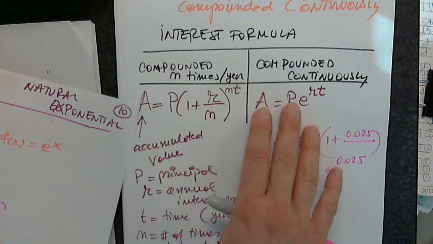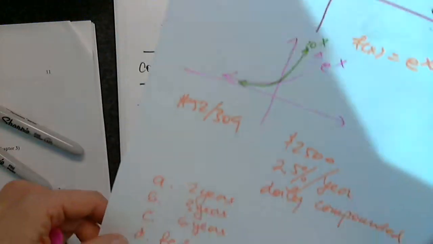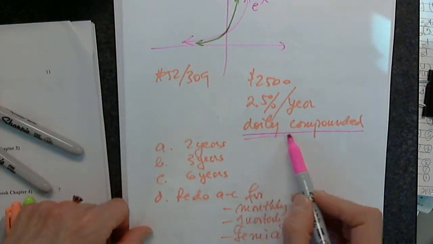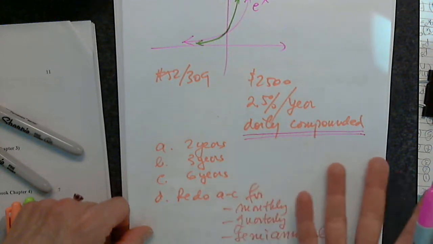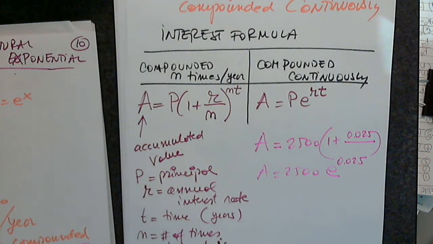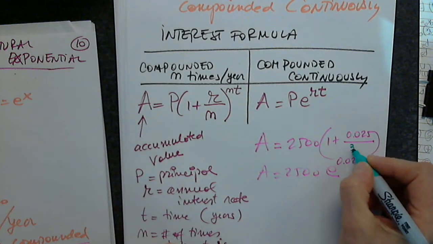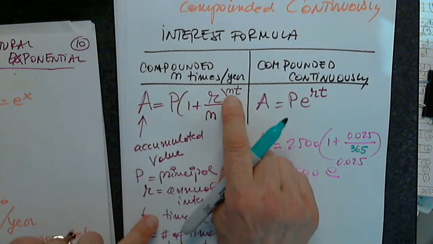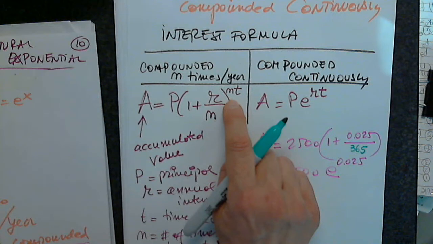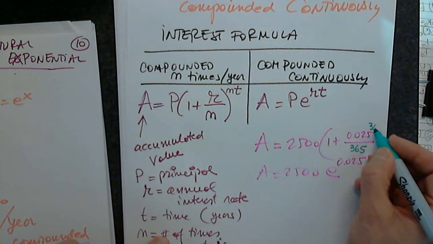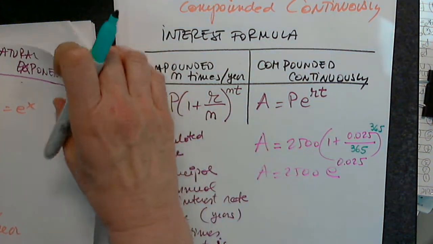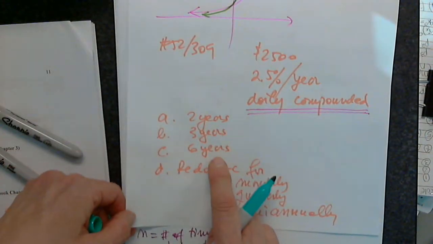You're doing both. Yeah. Okay, no problem. Now, they want us to compound the interest initially in the first part of the question daily. Daily means 365. And now the formula requires a power, which is n, which is 365, and t is the time. They're asking us to put 2 years, 3 years, 6 years.